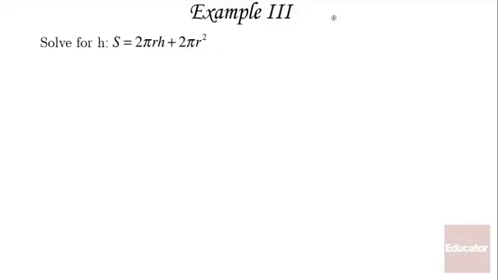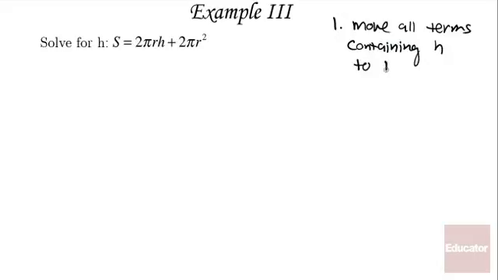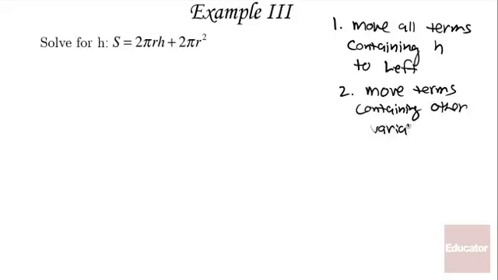Remember that when I'm solving for a particular variable, I want to get that variable isolated on, or moved over to one side. So I'm going to move all terms containing h to the left side. And I'm going to move all the other terms to the right side. So I'm going to move terms containing other variables and numerical terms to the other side.